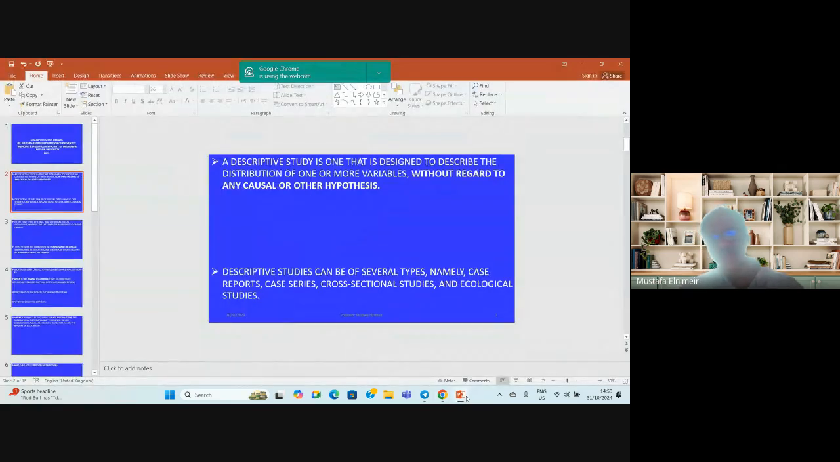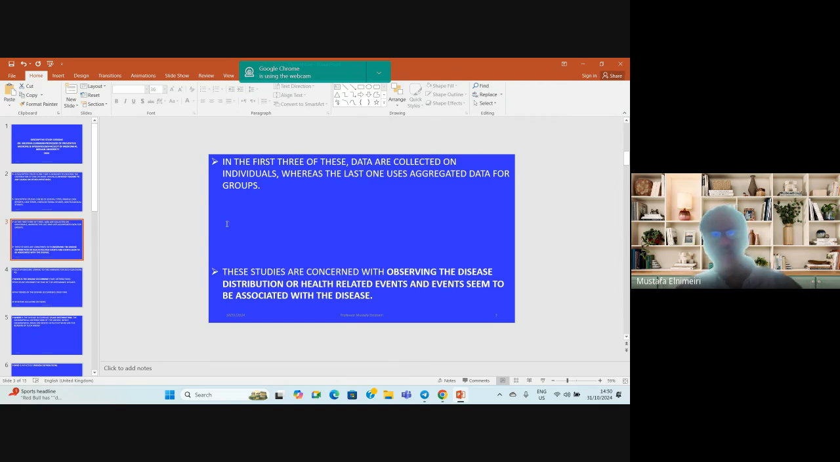In other words, descriptive study can be of several types, namely case reports, case series, cross-sectional studies, and ecological or correlation studies. In the first three of these, we can observe that data are collected about individuals, whereas in the last one, we use aggregated data for groups of individuals. These studies are concerned with observing the disease distribution or health-related events that seem to be associated with the disease among the human population.